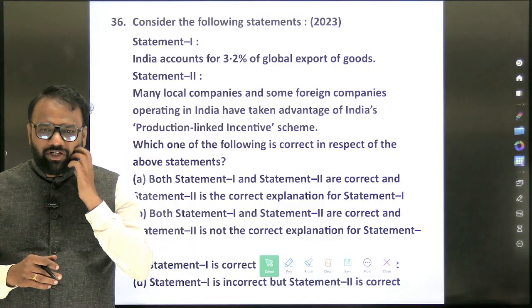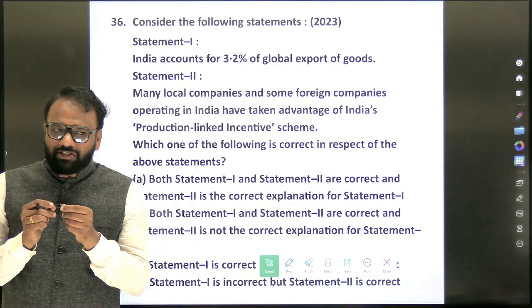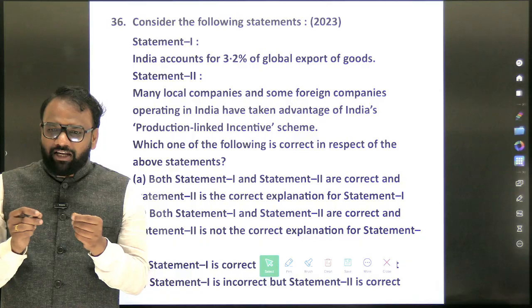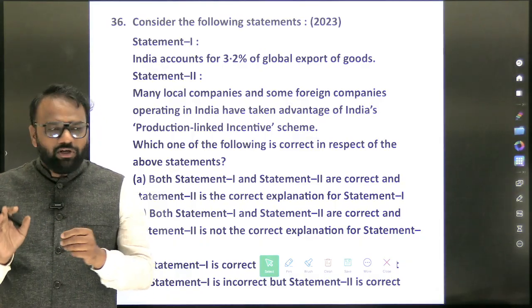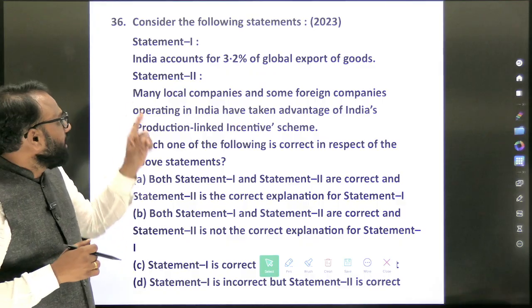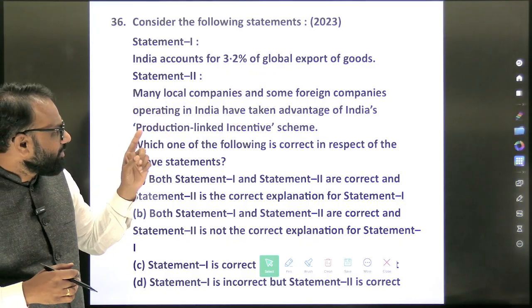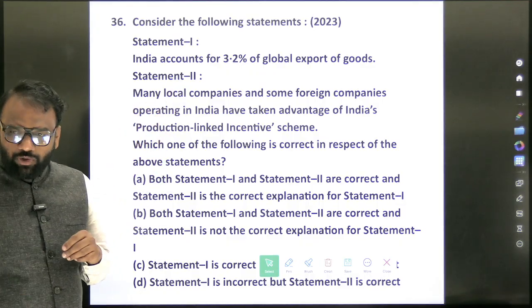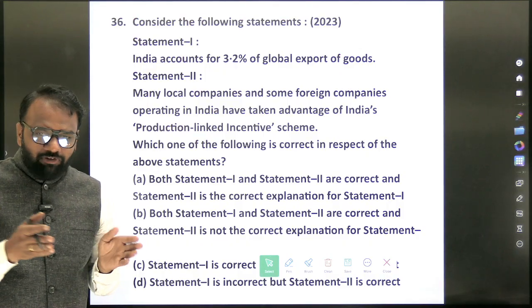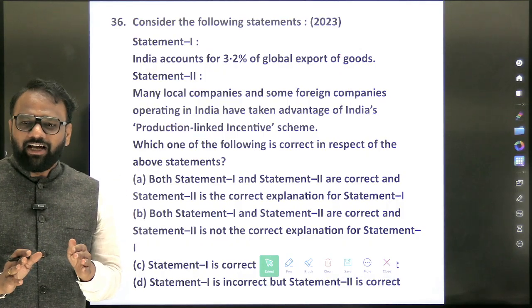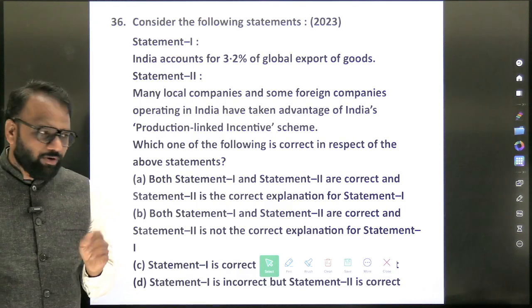These values will also not change drastically in one financial year. The change will be very, very slow. So based on this question, what will we prepare? India accounts for 3.2% of the global export of goods. I have already compiled the material. If required, you will update the same material with the recent data, and even with the recent data, there will be no significant difference.